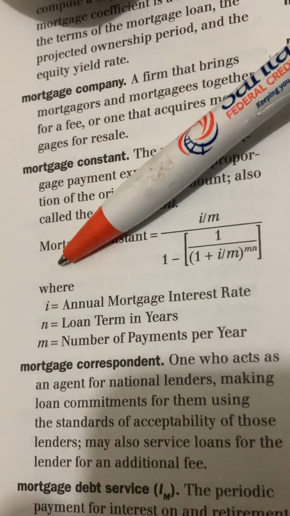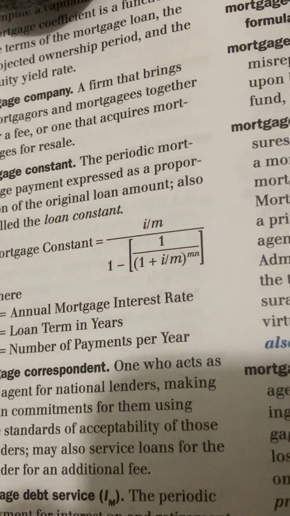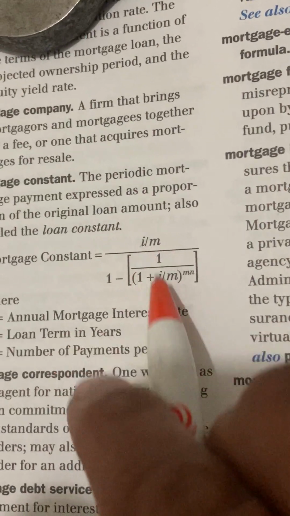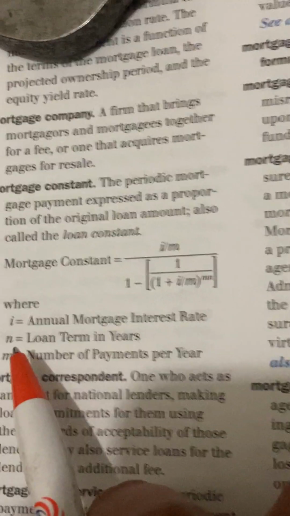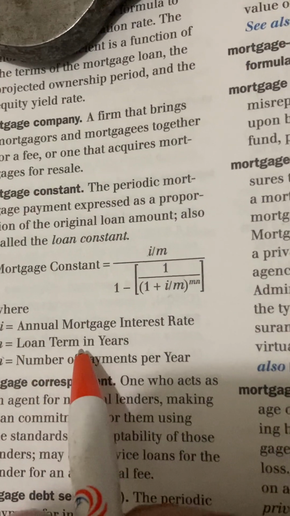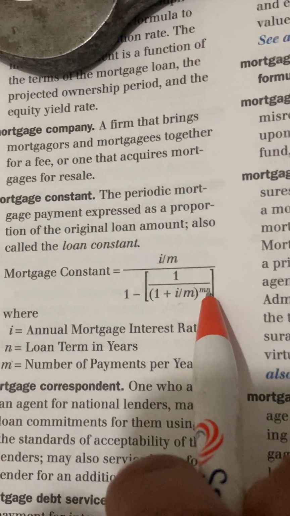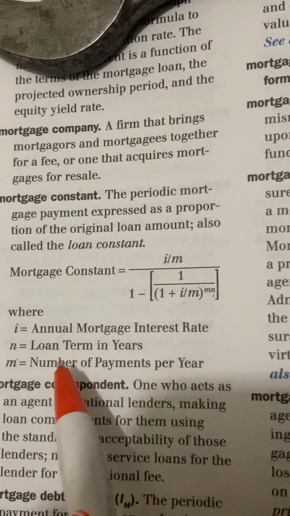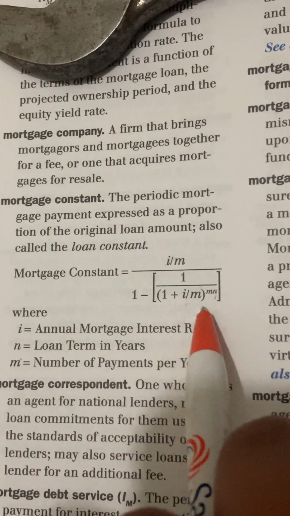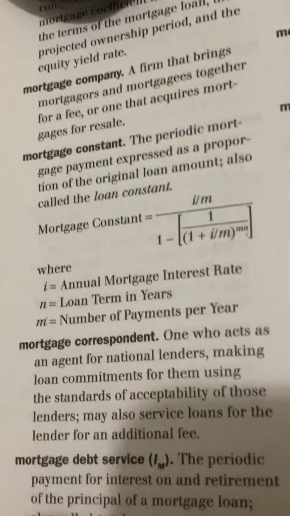Here it says where the lowercase i equals annual mortgage interest rate. So annual mortgage interest rate is right here and right here. Lowercase n equals loan term in years. So you have the lowercase n right there. And the lowercase m equals number of payments per year. That's right there and right there. Anyhow, that's how you get your mortgage constant.